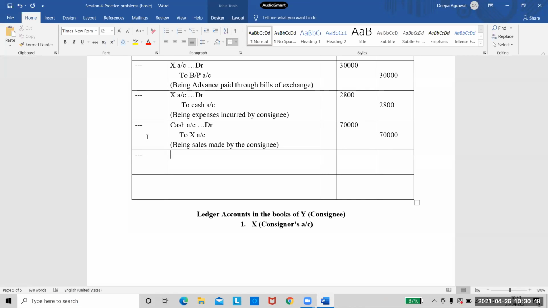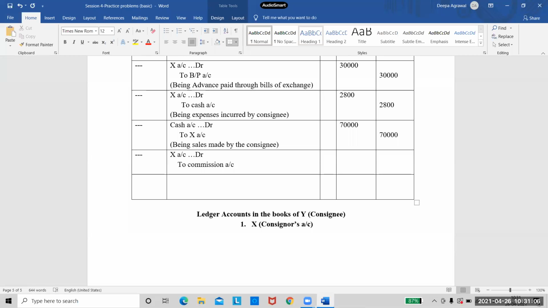After sales, immediately we need to write the entry for commission, the fourth entry. Correct. We have to write the entry for the commission. So commission again. The entry will be X account debtor to commission account.